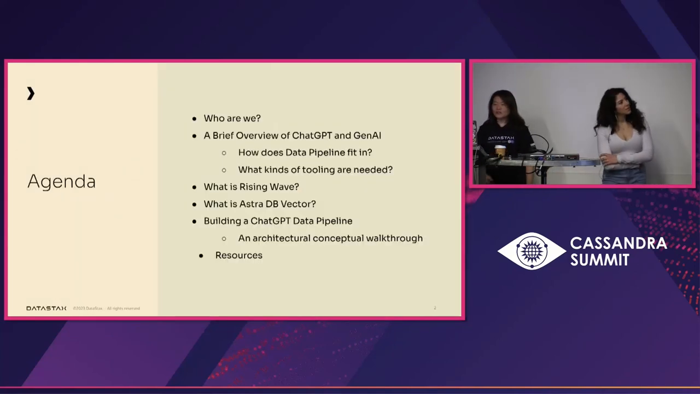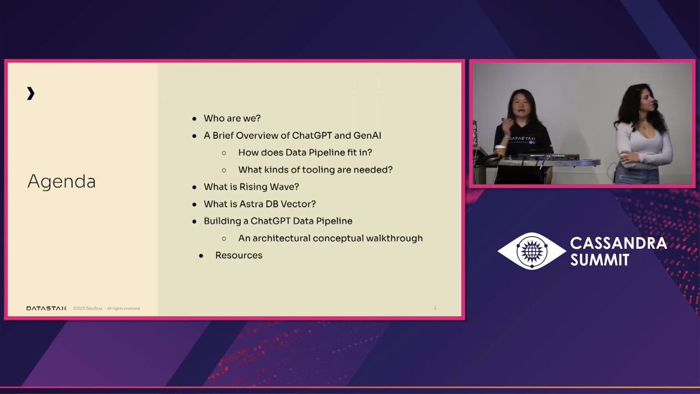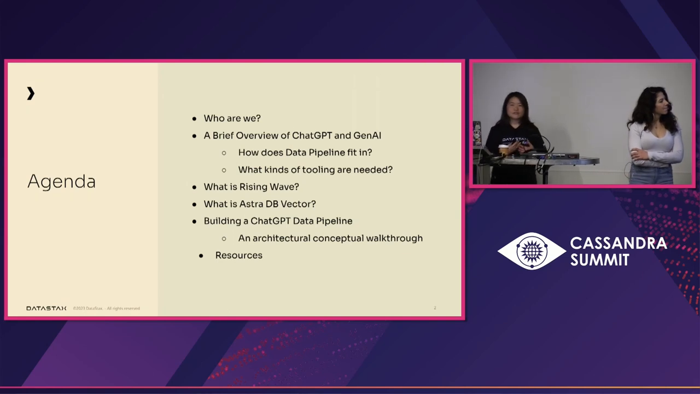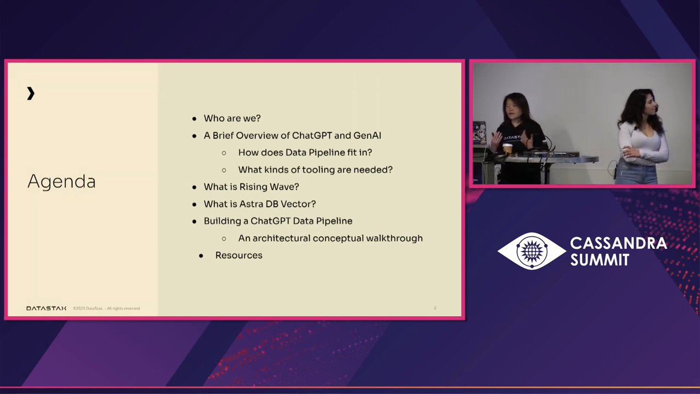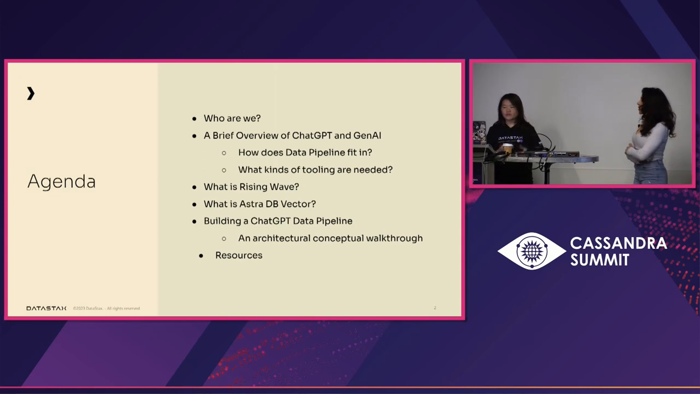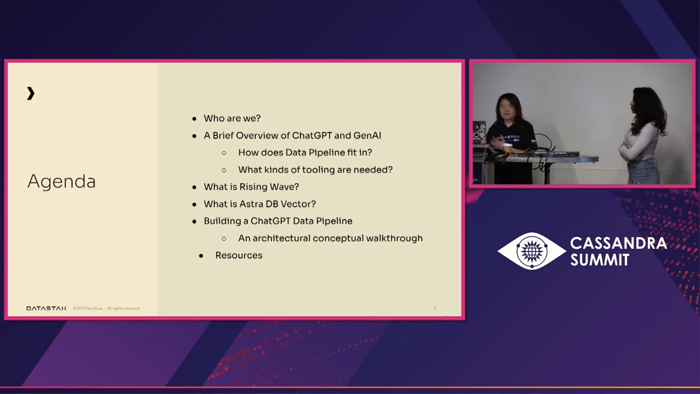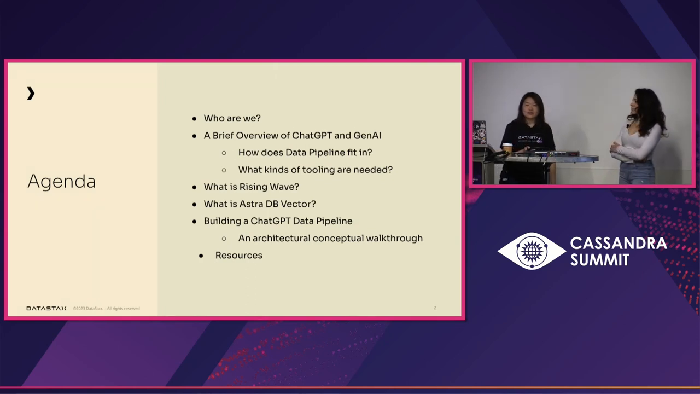Okay, so first of all, this is the agenda, just a rundown of what we're going to be talking about and who we are, and then a brief overview, assuming not everybody already works with GenAI, ChatGPT, which is so popular these days. Then we'll get into introducing RisingWave, and then Astra DB Vector, which is powered by Cassandra. Then we'll talk about building a ChatGPT data pipeline, giving an architectural conceptual walkthrough. That should take up the next 30 minutes or less.